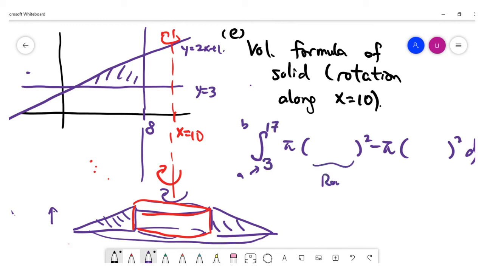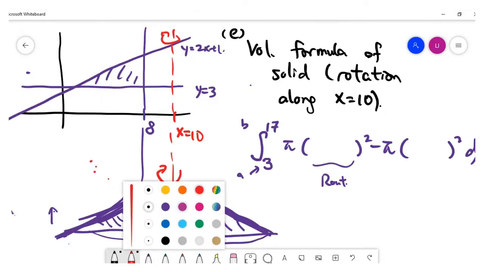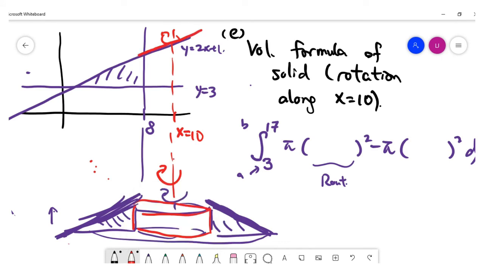And let's look at the meaning of the outer radius. The outer radius means you have to use this line, and you have to use this line basically to rotate along this axis, x equals 10. Basically, I'm talking about this line. When you rotate along this axis, you get the outer solid, right? And it means the outer radius is here. That is the radius of this kind of disk. I hope you get my point.